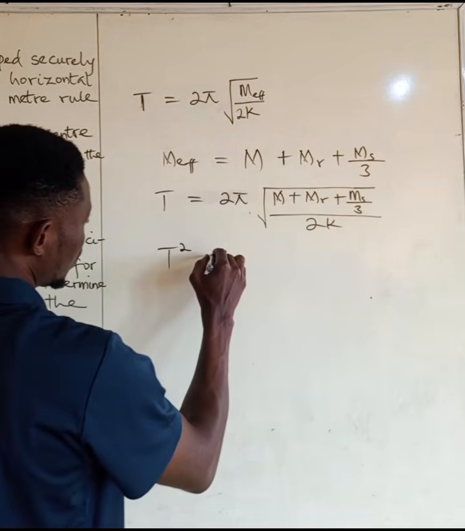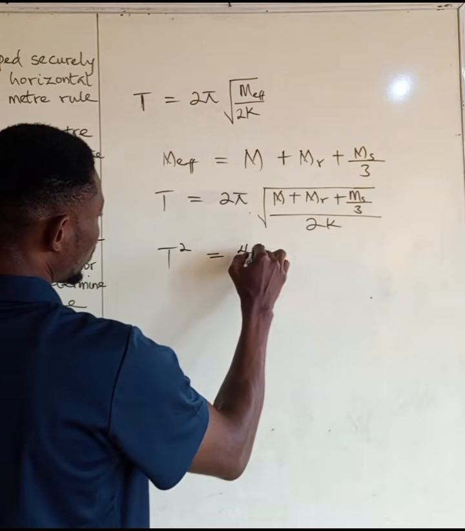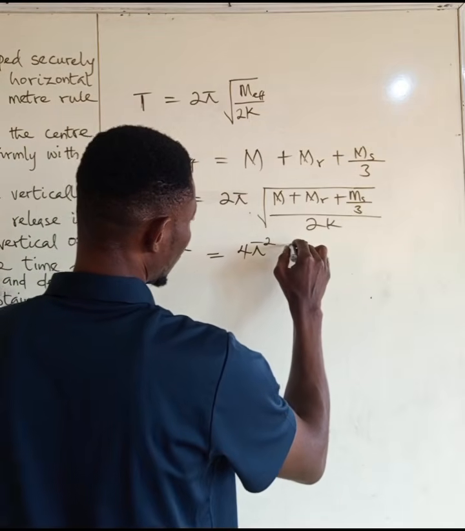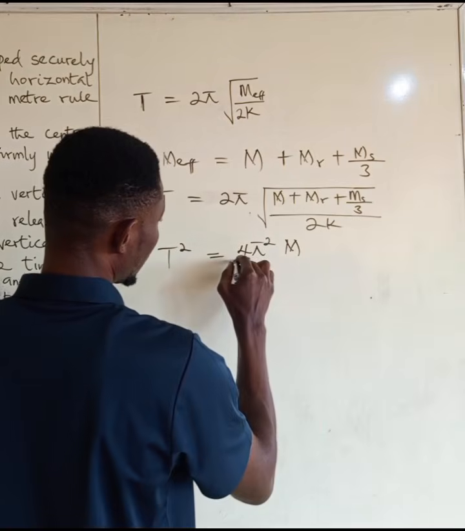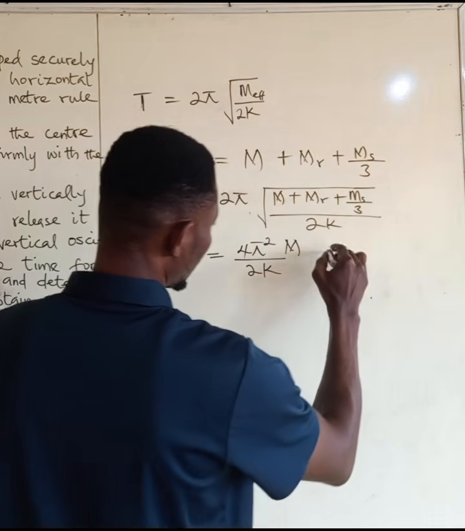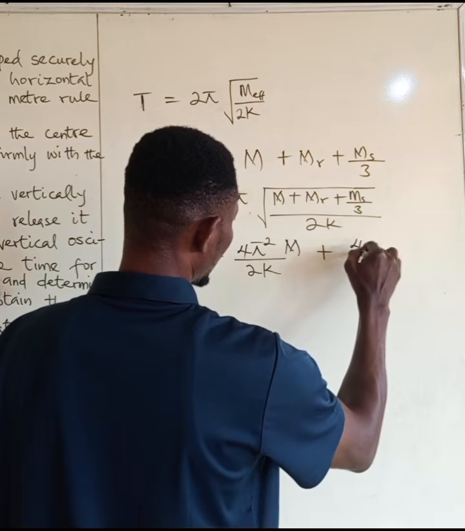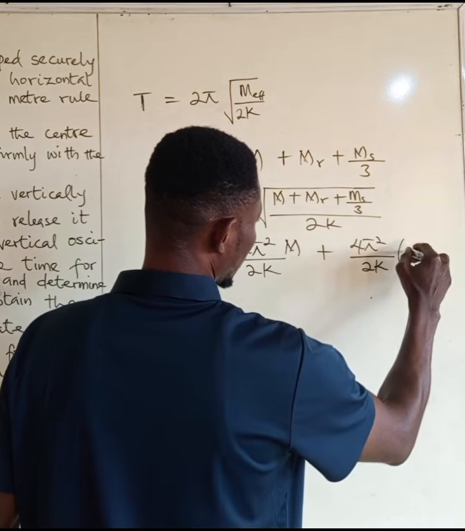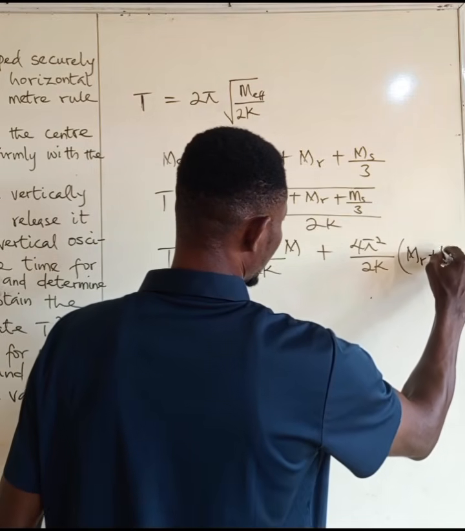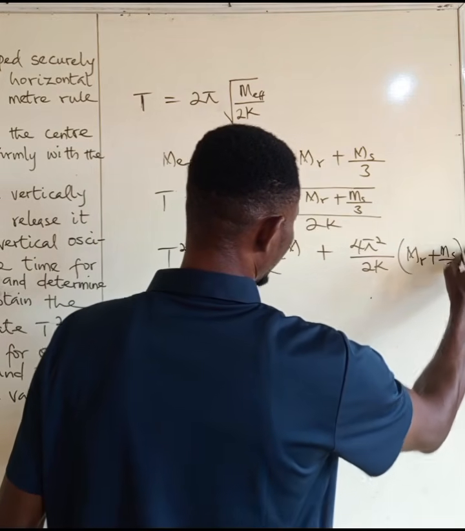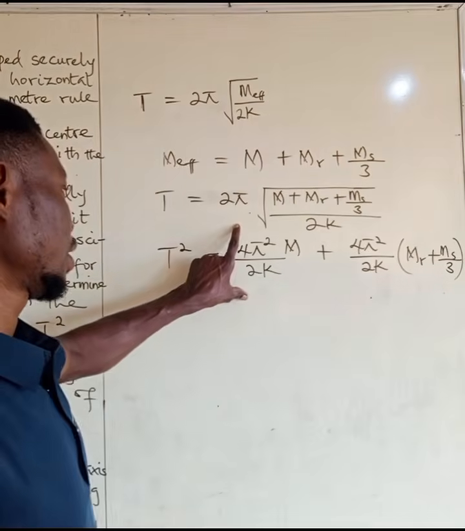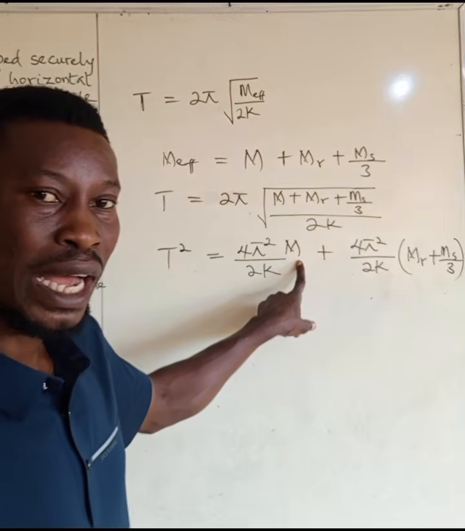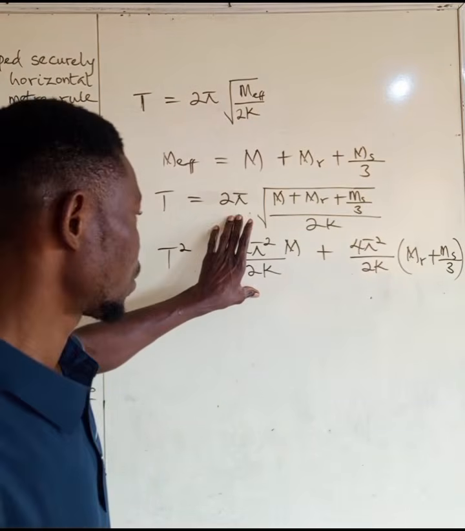T squared is equal to 4 pi squared into m, let's say all over 2k here, plus the same thing, 4 pi squared all over 2k into mr plus mass of the spring all over 3. Now the reason I have separated this is that in this experiment you are going to be varying the mass, the standard mass. That is why I have separated this.